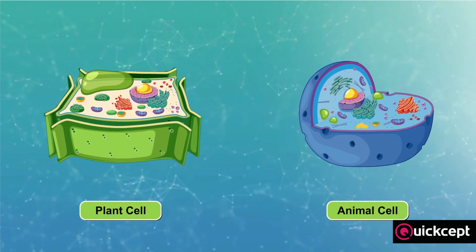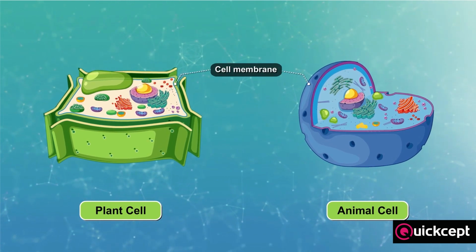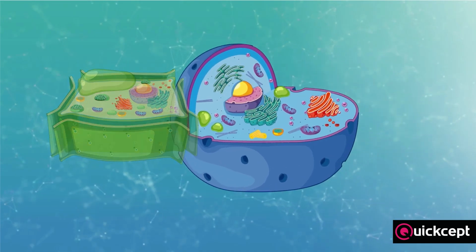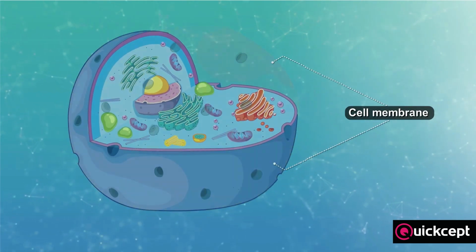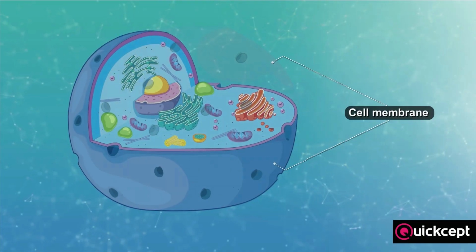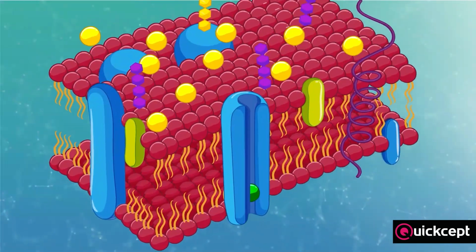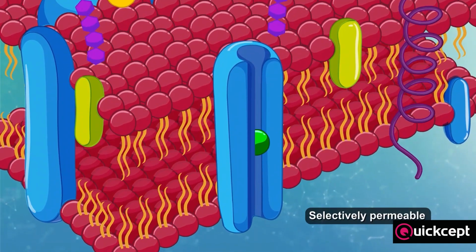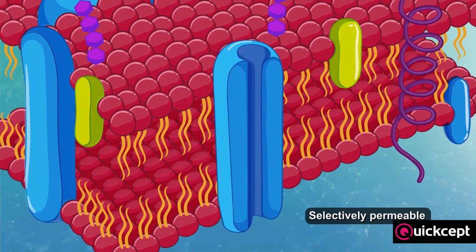All cells have three essential components: the cell membrane, the nucleus, and the cytoplasm. The cell membrane is a thin, flexible layer that surrounds the cell and protects its internal components. It is selectively permeable, allowing only certain materials to move in and out of the cell, thus keeping the cell safe.